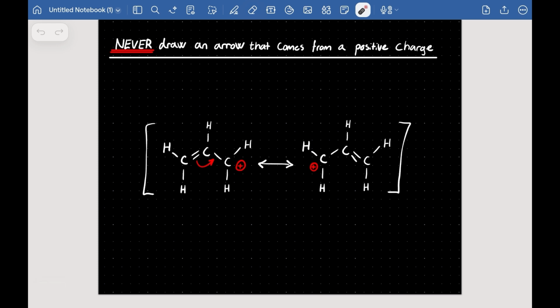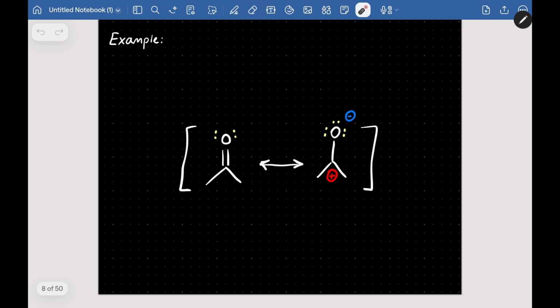So never draw an arrow that comes from a positive charge. The tail of an arrow must come from a spot that has electrons. The head of an arrow must point directly between two atoms if those electrons are going to form a bond. So basically just like this. Or it must point to an atom to form a lone pair, just like this.